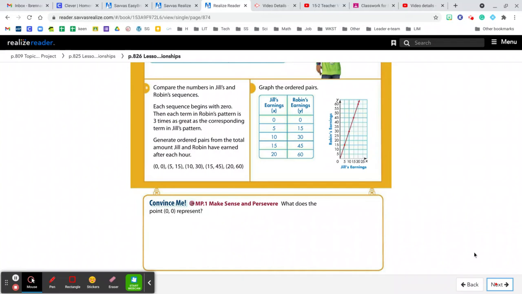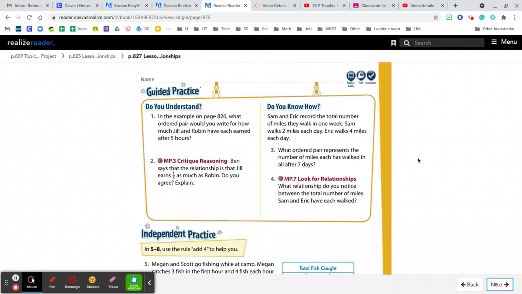So I would say, I don't know why they're not asking you, but it appears that Robin's going to earn 3 times whatever Jill earns is the relationship. I'm not sure why they didn't ask you that, but in the example on page 326, this is probably where it's coming. What ordered pair would you write for how much Jill and Robin would have earned after 5 hours?